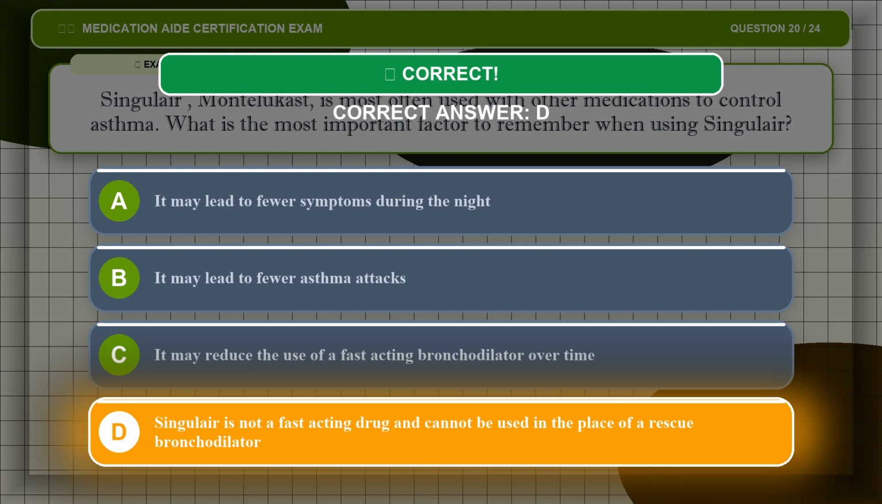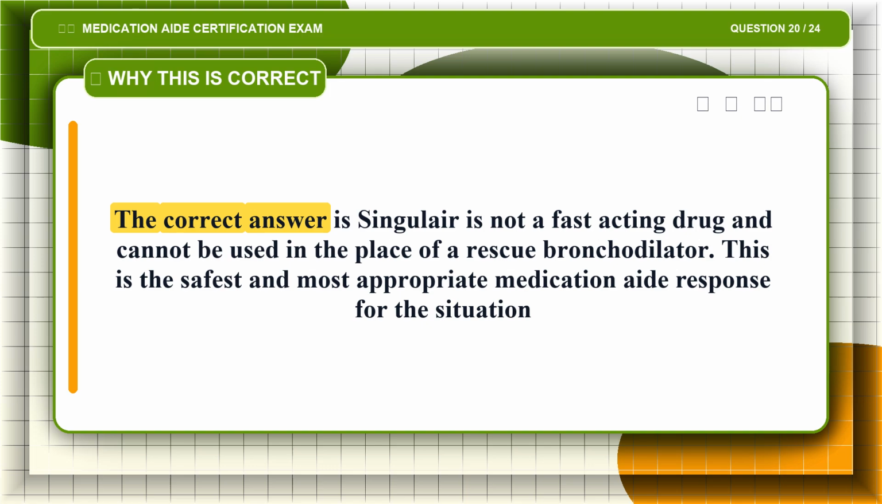The correct answer is option D. Singulair is not a fast-acting drug and cannot be used in the place of a rescue bronchodilator. This is the safest and most appropriate medication aid response for the situation.